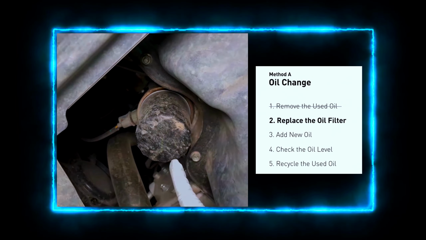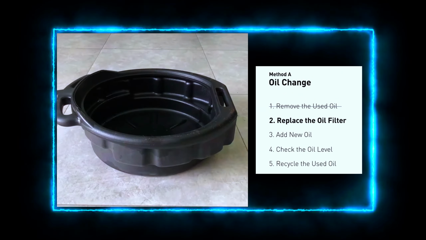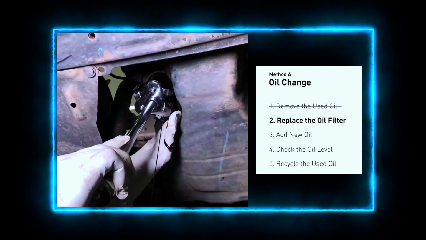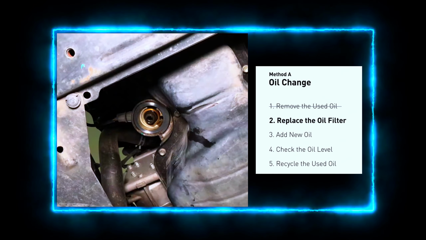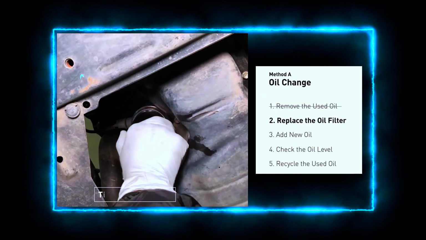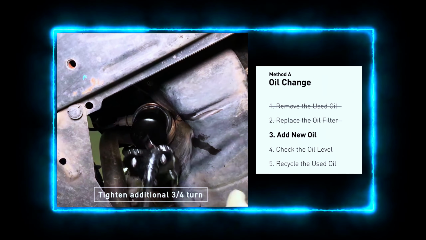Now, let's replace the oil filter. Using your oil filter wrench, loosen and remove the old filter. Before installing the new one, lubricate the rubber gasket with a bit of fresh oil. Screw on the new filter hand tight.